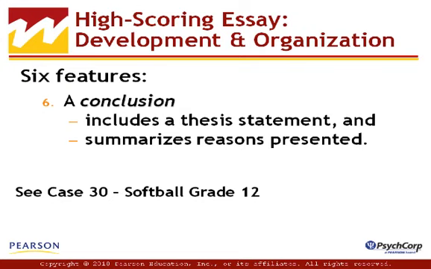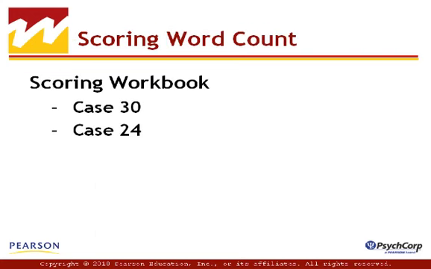I'm going to use case 30 to illustrate a high-scoring essay, an essay that embodies these 6 features. But before I get to that, I want to first look at scoring the word count. I'm going to use 2 cases from the scoring workbook to demonstrate the scoring of word count: case 30, which is straightforward, and case 24, which includes a little anomaly that you want to be aware of when you're scoring word count.